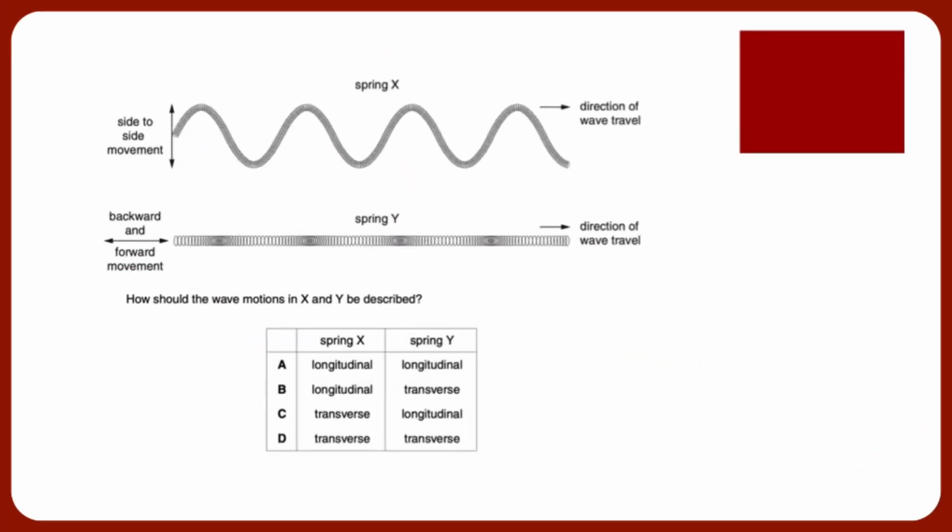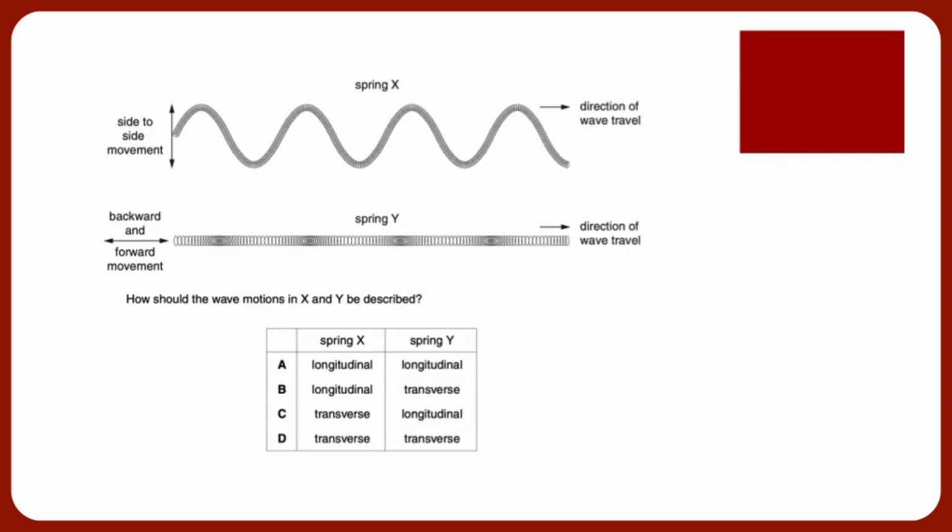So let's bring all of this information together with a few practice questions. At the top, I've got spring X. It's being moved side to side in this direction. You can see we've marked the direction of wave travel. In spring Y, backwards and forward motion, and again, the direction of wave travel. How should the wave motions in X and Y be described? Take a moment and read through.